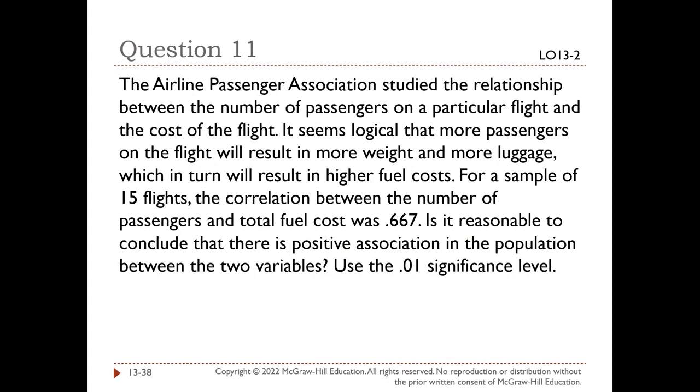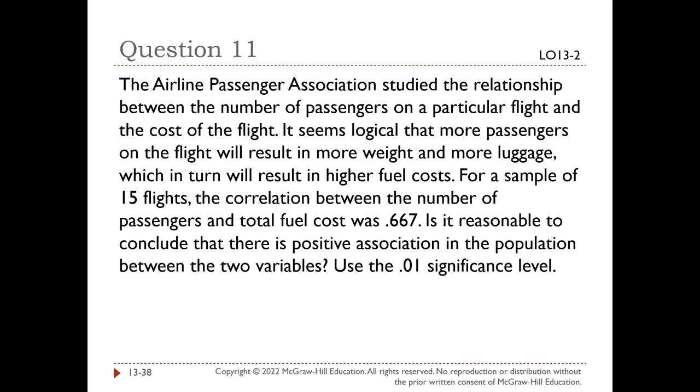Alright, so the Airline Passenger Association studied the relationship between the number of passengers on a particular flight and the cost of the flight. It seems logical that more passengers on the flight will result in more weight and more luggage, which in turn will result in higher fuel costs. For a sample of 15 flights, the correlation between the number of passengers and the total fuel cost was 0.667. Okay, so they already did the correlation for us. Is it reasonable to conclude that there is a positive association in the population between the two variables, use the 0.01 significance level?